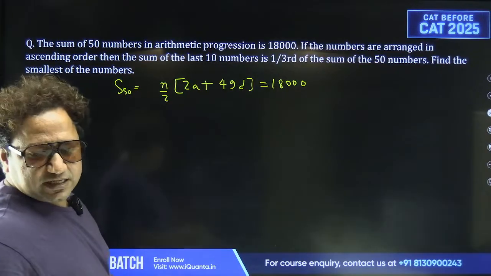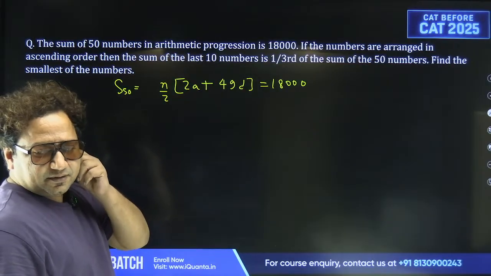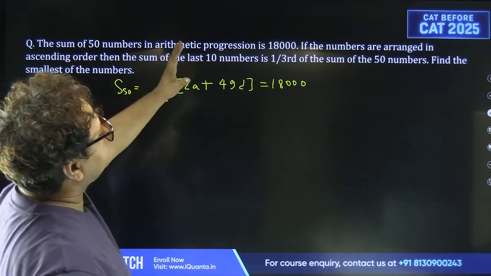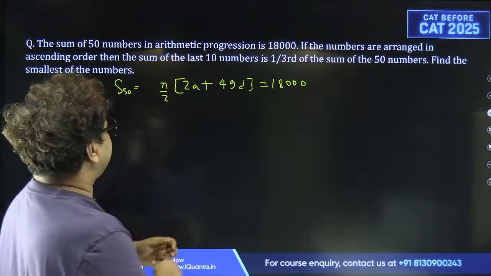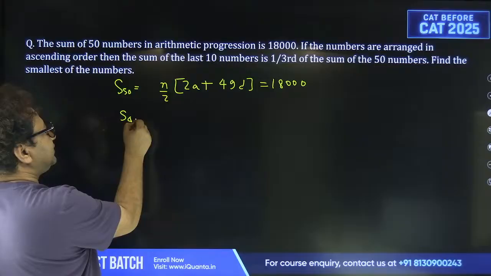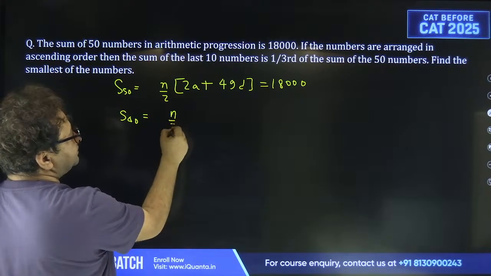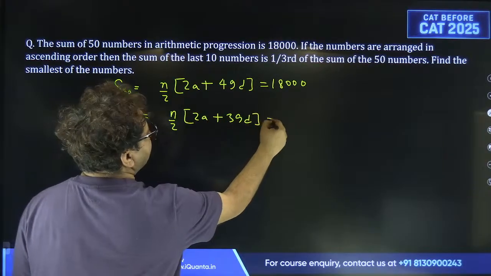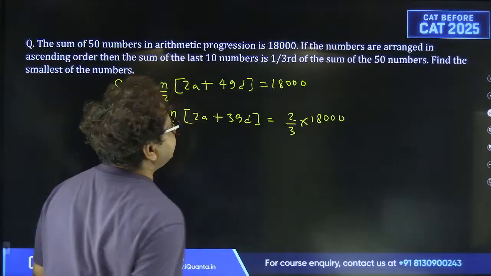Last 10, that means sum of first 40 and sum of last 10. All right. So the last 10 contribute to 1/3 of the sum. That means the first 40 would be contributing to 2/3. Is that right? So 2a plus 39d is 2 by 3 of 18,000. Am I clear here?